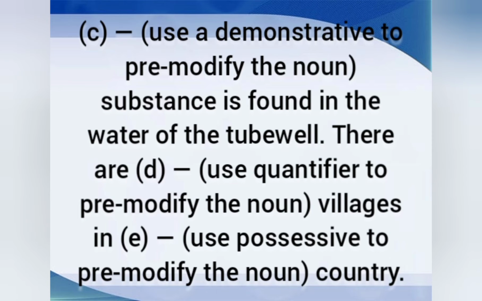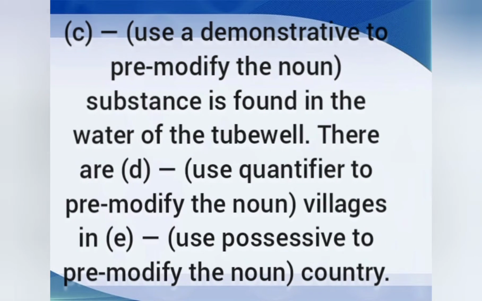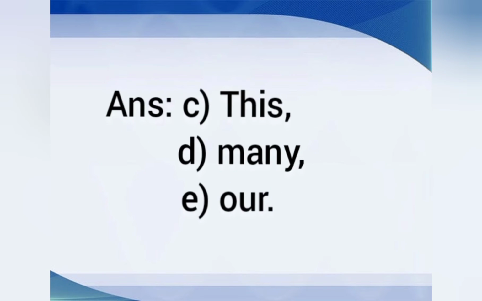In number D, we need to use quantifiers to pre-modify the noun. So here we can use many because we know many, much are the quantifiers. And in number E, we have to use a possessive pronoun. Possessive pronouns are his, her, ours, etc. So here we can use our. So let's see the answer: these, many, our.